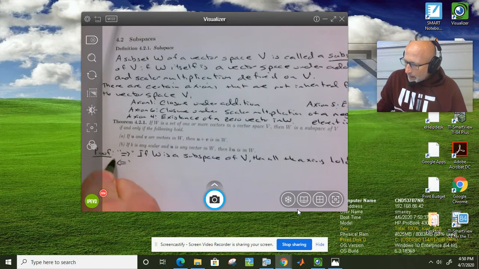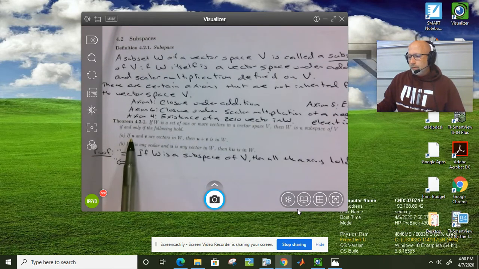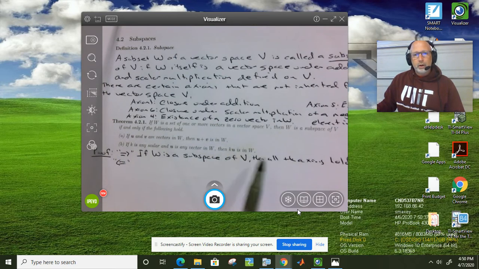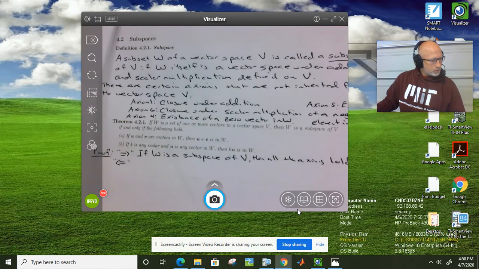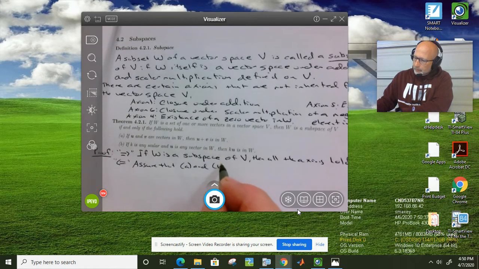Okay, so let's go the other way. Now what are we assuming? We're going to assume that it is closed, that if U and V are vectors in there, then U plus V is in there. And also if K is any scalar, then KU is also in there. So that's what we're assuming here: that A and B hold. We're assuming that those are true.